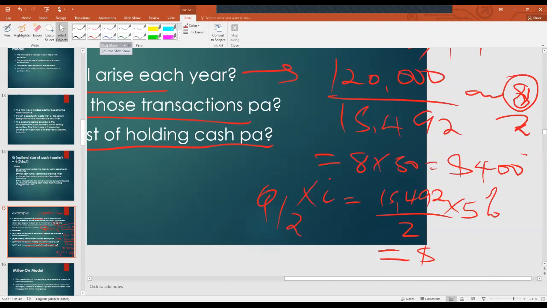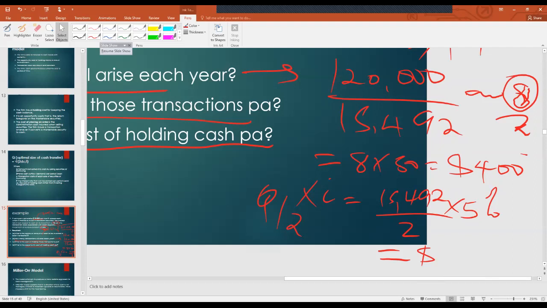Sir, I wanted to ask, when you're finding the total transactions per annum, isn't it right not to round off? Because if you say 8, it means our money cannot make 8 transactions, because it's 7.7, that means it's a maximum of 7. If it's 8, that will surpass the amount of money we have.